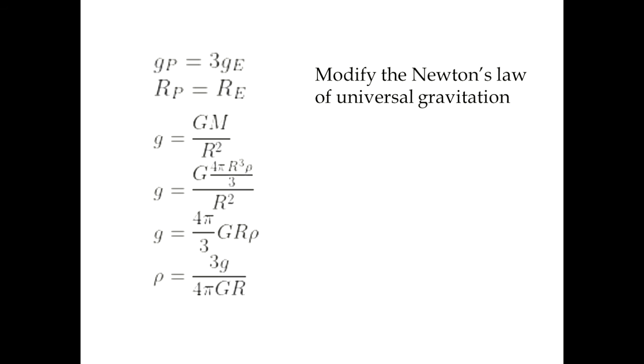So we know that its gravity is 3 times Earth's and its radius is the same. So we know that the density of the planet is equal to 3 times the density of Earth. Now, why does that matter? Well, we'll see in the next slide.